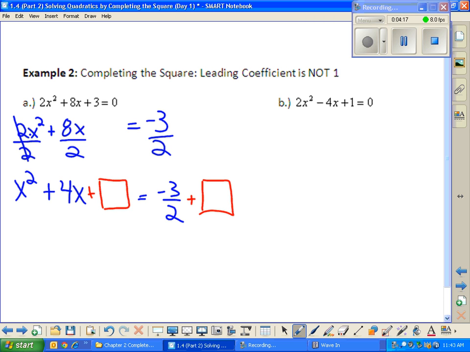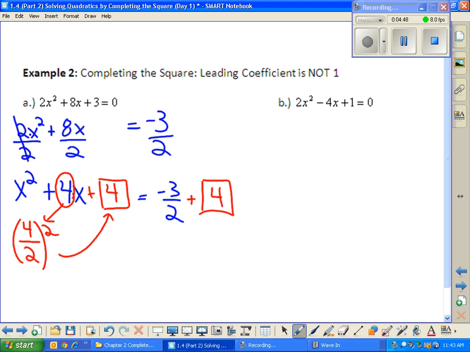So I need to use my formula for completing the square. That formula, again, is b, which in this case is the number in front of x, b is 4. We have to do b divided by 2, squared. 4 divided by 2, square it up. That gets you the number that goes in that box right there. 4 divided by 2 is 2. 2 squared is 4.